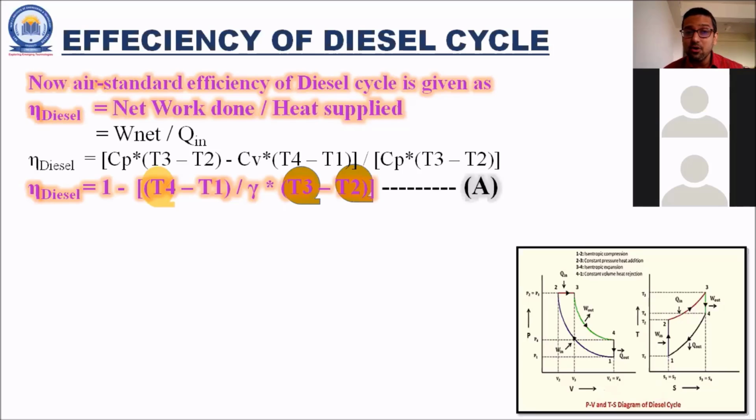Remember friends, when you take the common terms, you will be getting the answer 1 minus Cv (T4 minus T1) divided by Cp (T3 minus T2). Now we know that Cp by Cv is equal to gamma. So Cv upon Cp is equal to 1 by gamma. So I have substituted that value of gamma in this equation. Is it clear to all the students up till equation A? Have you understood up till this point? I want the responses from the majority of the students if you are understanding the steps of the derivation.